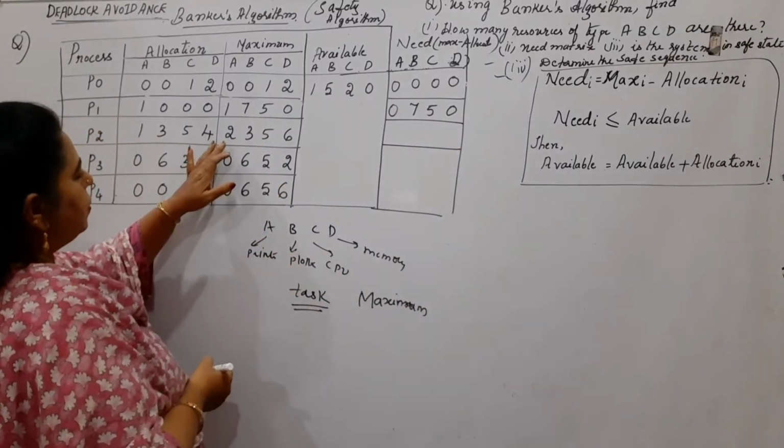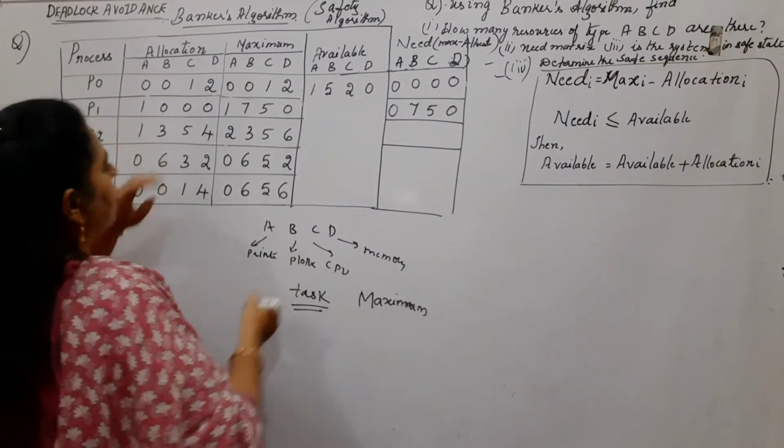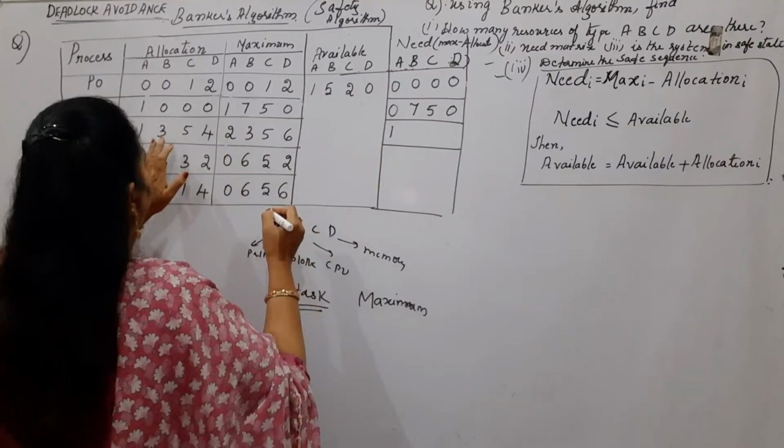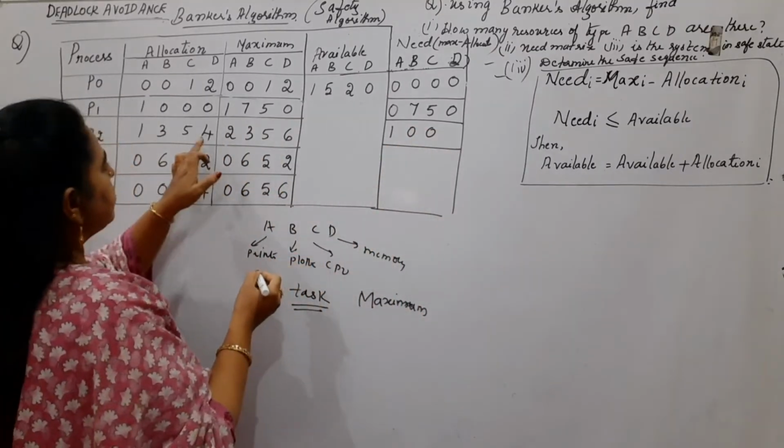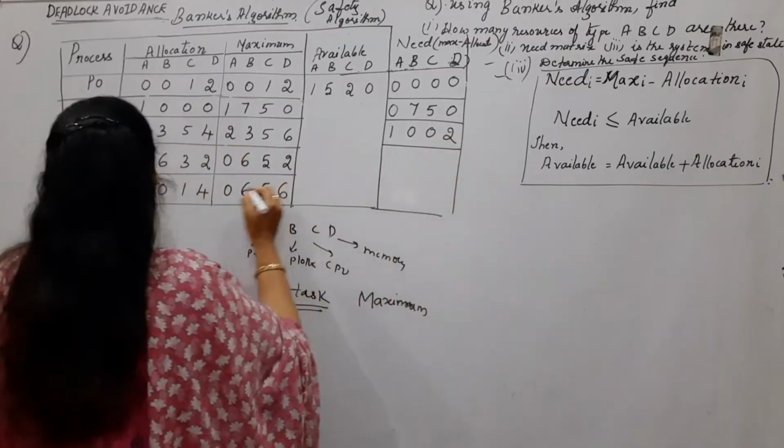P2 also you can do in the same manner. 2 minus 1. How much? 1. 3 minus 3. 0. 5 minus 5. 0. 6 minus 4. 2. That completes for P2.